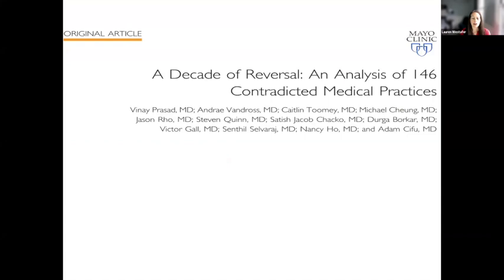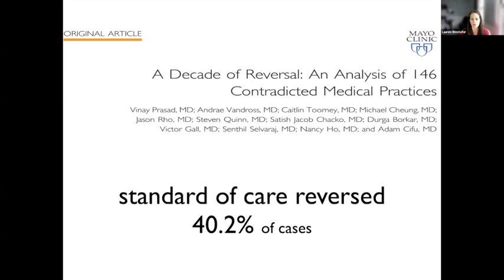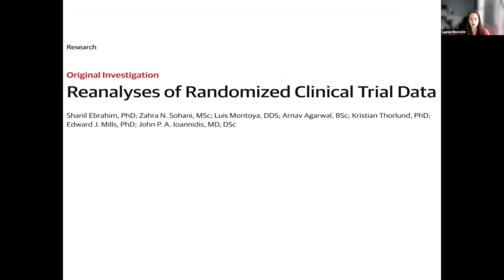This is an article, A Decade of Reversal, and they looked at 146 medical practices that had been overturned with the evidence. And in 40% of the cases, these standard of care practices were reversed in other studies. So you think that something's standard of care, well, another article comes out and says, nope, 40% of the time. And this is just in one decade of published studies.